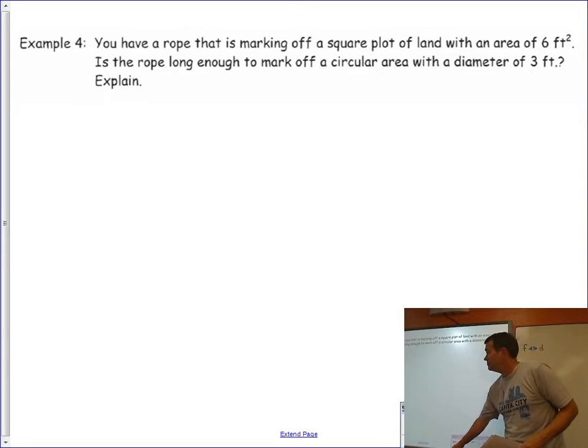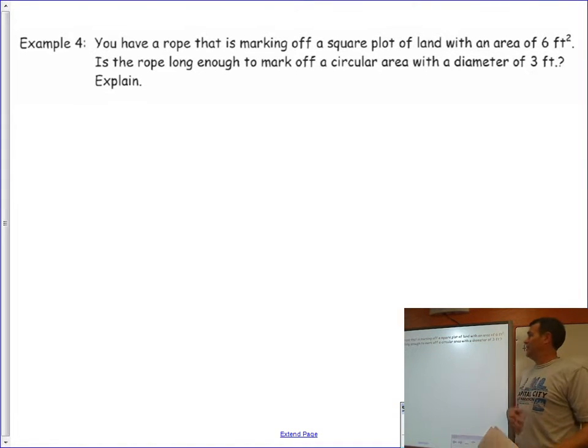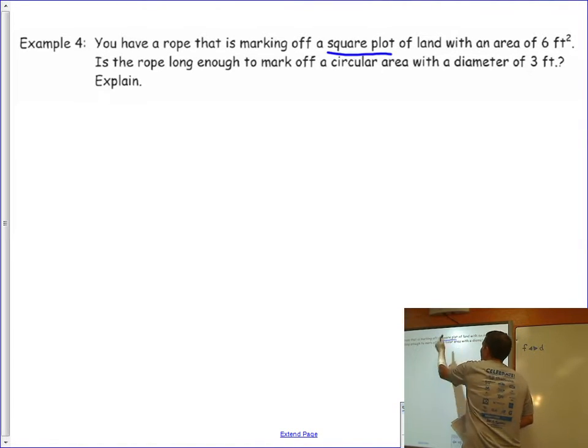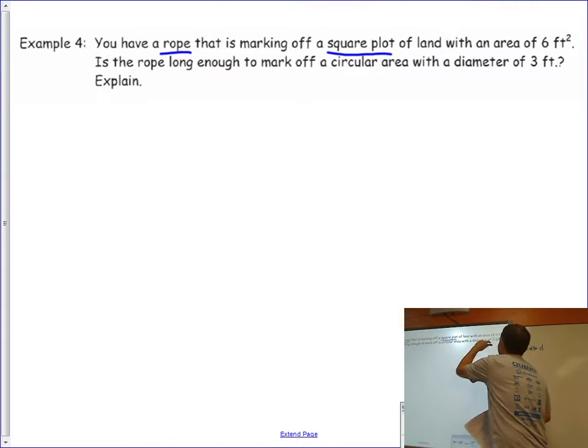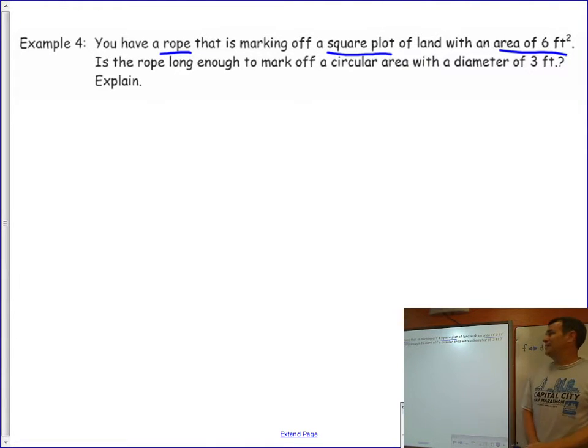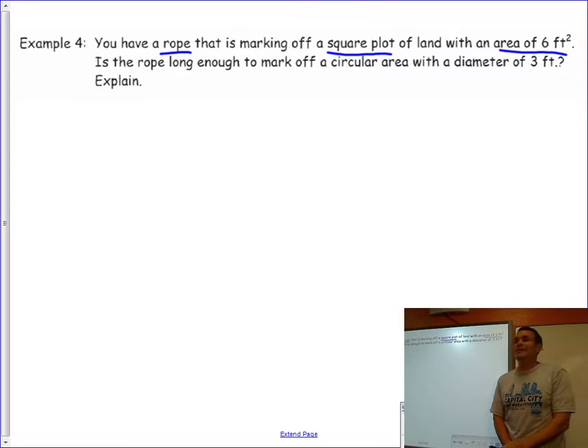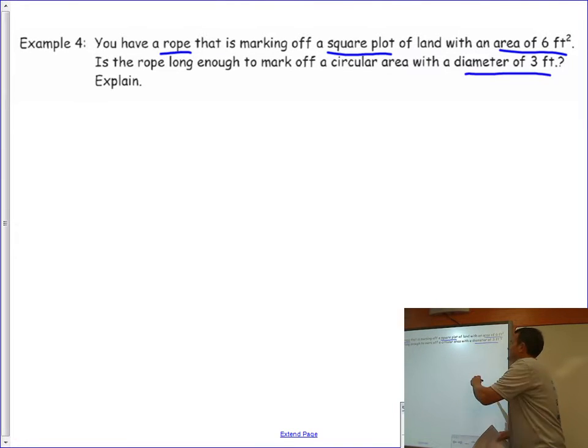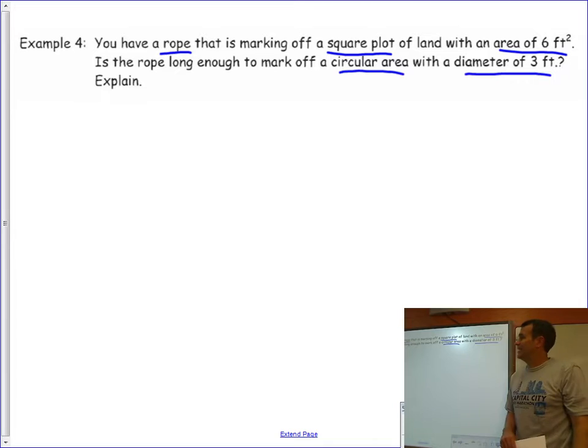Got one more quick example I'm going to try to squeeze in, but it's not an easy example. I have a rope that is marking off a square plot of land. And it has an area of 6 feet. Is that rope long enough to mark off a circular area with a diameter of 3 feet? All right, so it sounds like I need to figure out the length of the rope that marks off the square and then see if that's long enough to mark off the circle.